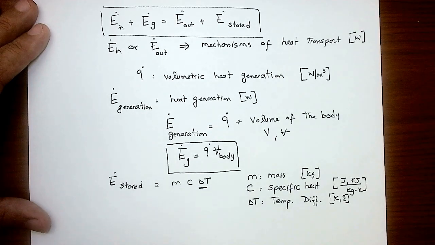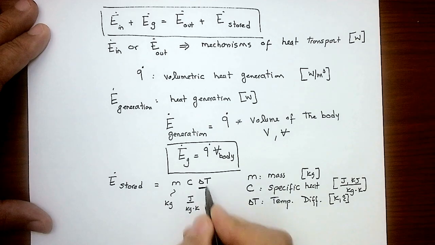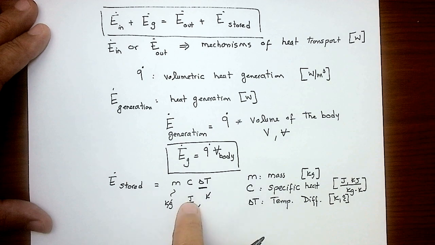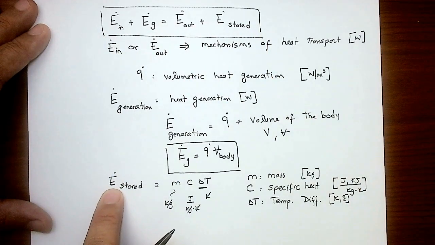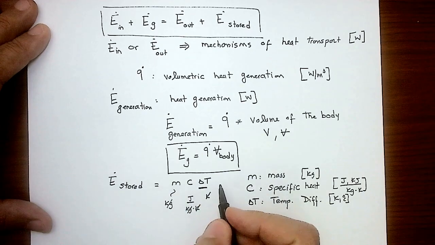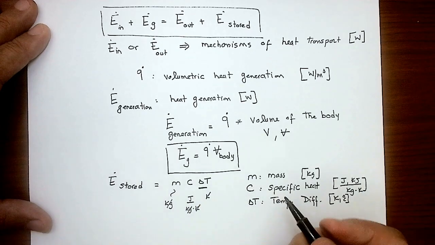But if you look at the overall unit here, that's kilogram, that's joule per kilogram Kelvin. Kelvin will go away here. Kilogram will go away. So joule is going to be the final unit. But we said this has to be consistent with the other, so it has to be in watts. So I have to divide that joule per time. So I'm going to divide that equation per time to make an adjustment for the unit.